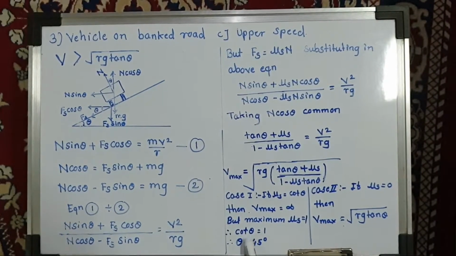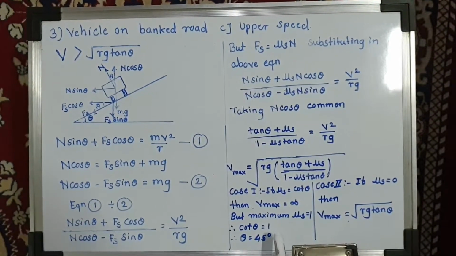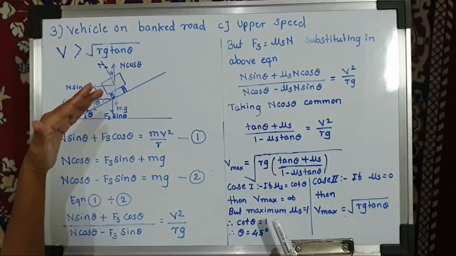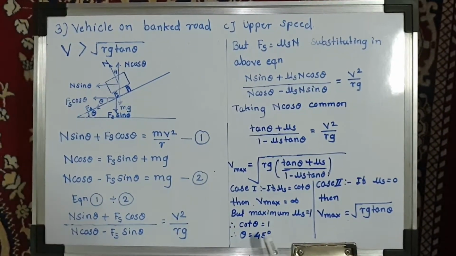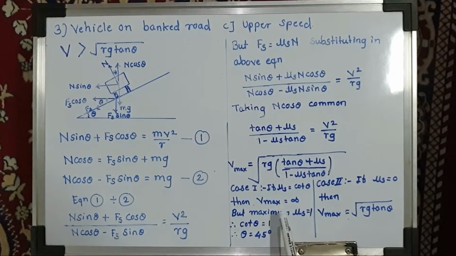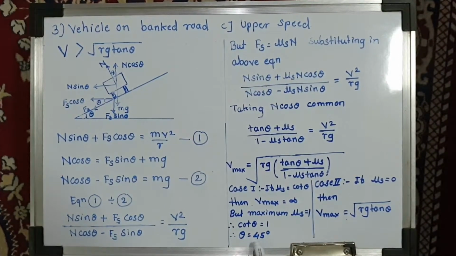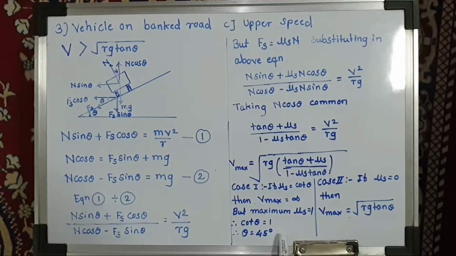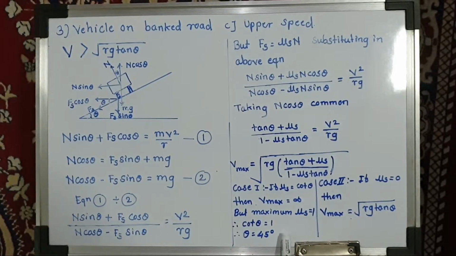But for this 45 degree angle, the road is heavily banked. But for a heavily banked road, the speed should be minimum. This concept is the same as the well of death.